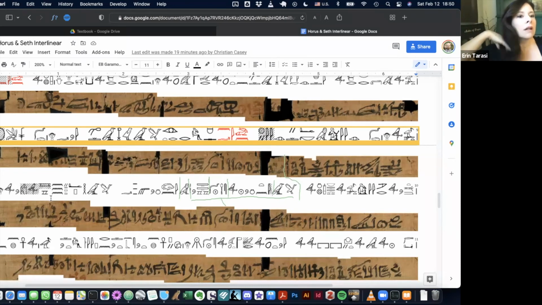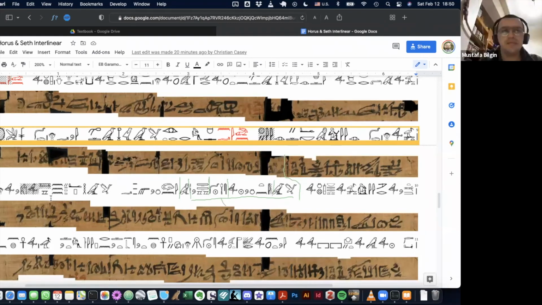Okay. So it's more like. Yeah, go ahead, Mustafa. What do you think it is? It's more like the beginning of Late Egyptian. Something like Amarna period. Yeah.